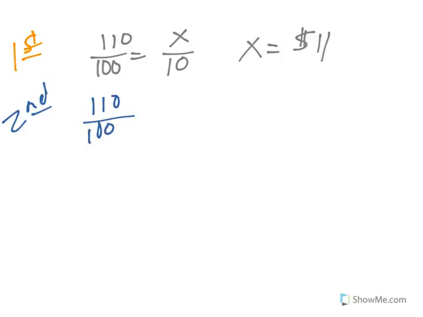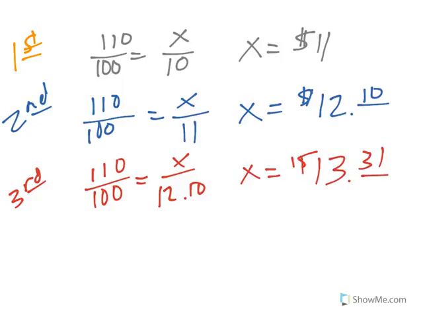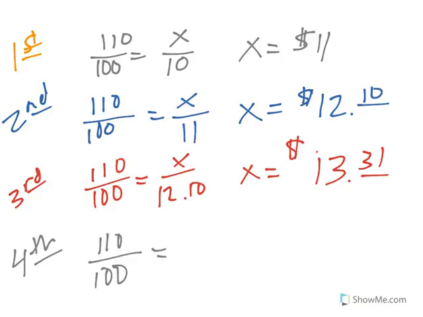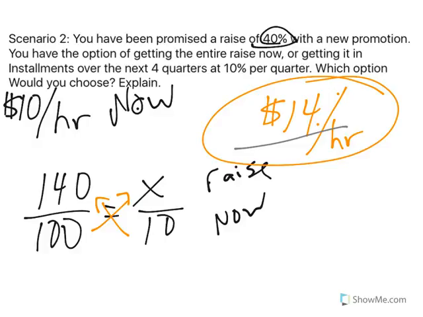Again, it's 10%, but now you're making $11 an hour. So for the next 3 months, you're making $12.10. Great. Then the next, so 3 months go by, you're ready for your next raise, 110 over 100, and you're now making $13.31. Okay, and then the fourth raise comes. Again, it's 10%. And after that one, you're earning $14.64.